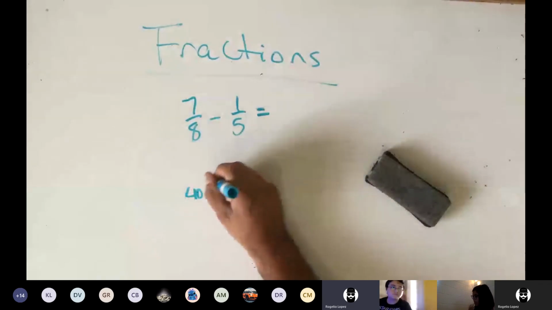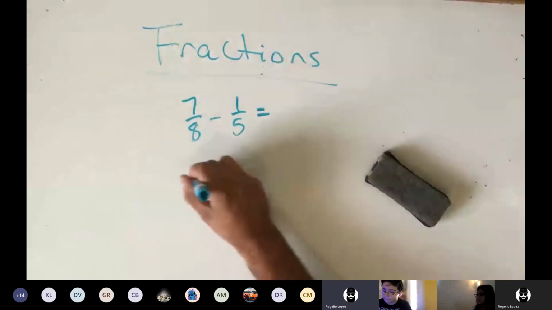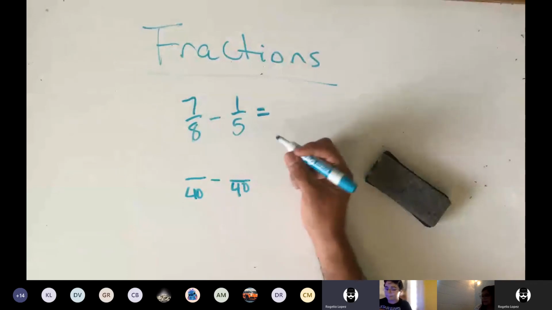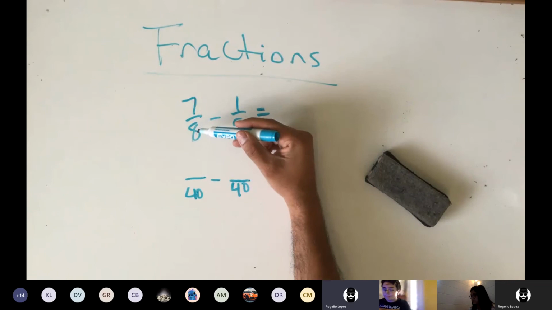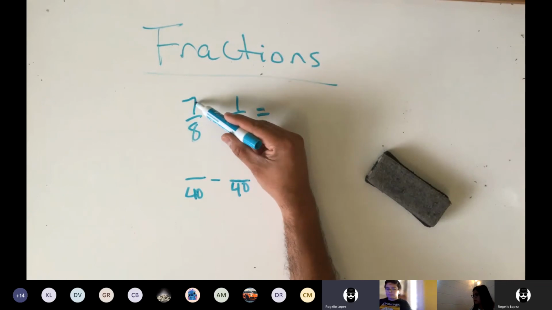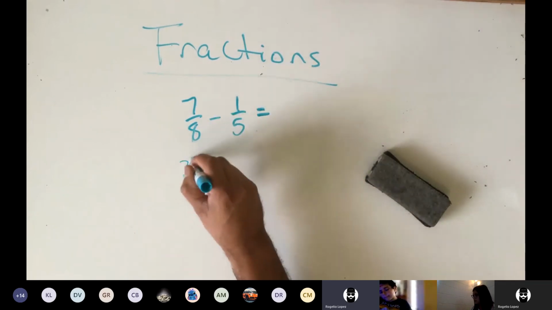So I'm going to go ahead and set it up where they both have 40s on the bottom, on the denominator. And then I'm just going to ask myself, well, how does an 8 become a 40? Well, you do times 5. So I do the same thing to the top. 7 times 5 gives me 35.